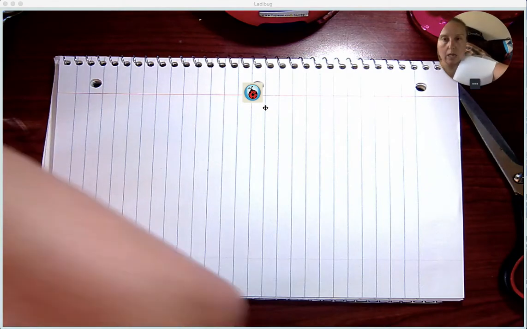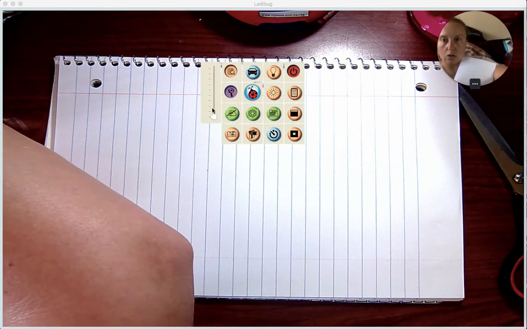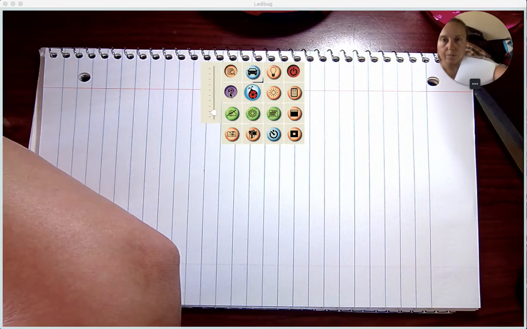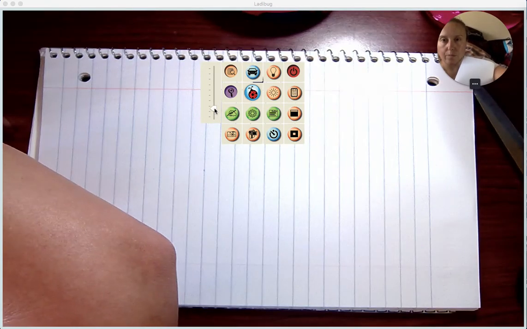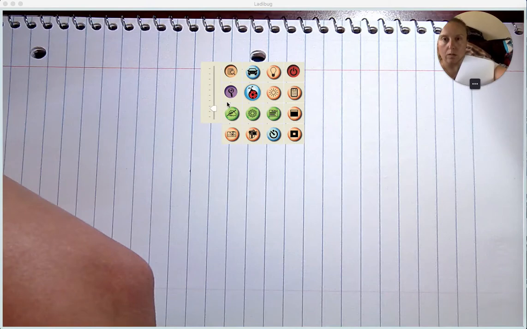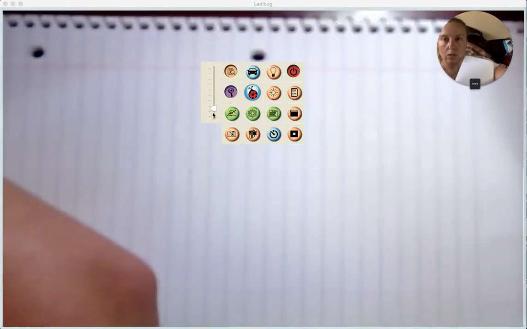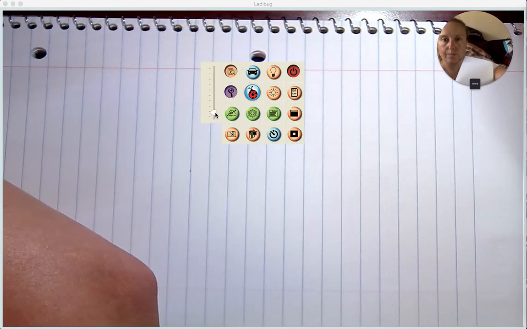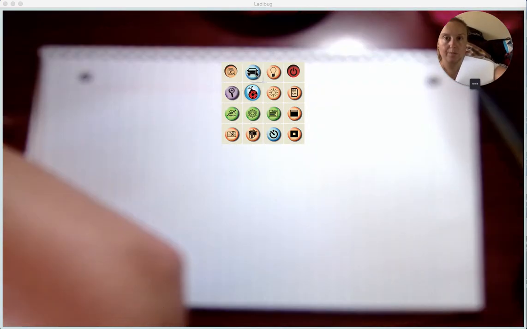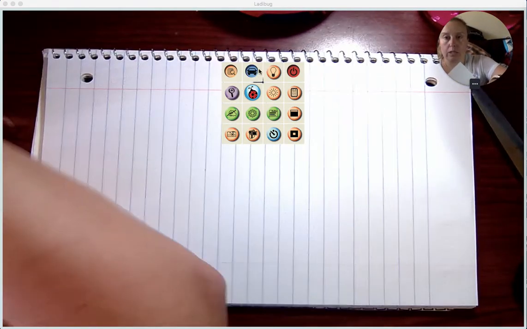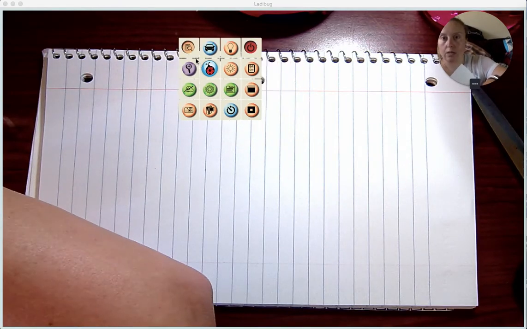I'm going to get a little closer. Okay, that's too close, of course. Okay, let me start there. Move this out of the way. Get out of the way. There we go. All right.